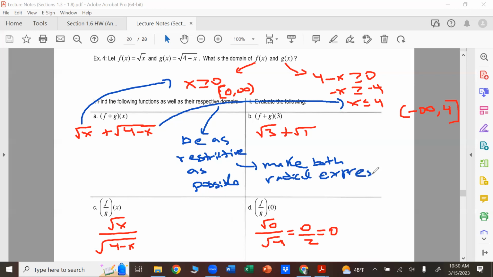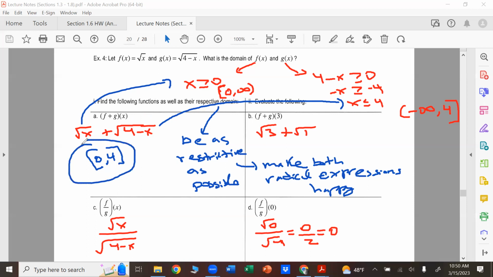Make both radical expressions happy. So you gotta be bigger than or equal to 0, but less than or equal to 4. So domain's gonna be this: anything between 0 and 4. You can't go bigger than 4 because then this one won't be happy. You can't go less than 0, this one won't be happy. So you have to combine it.